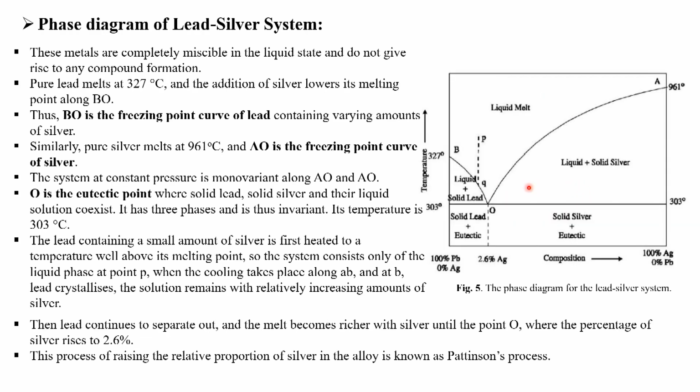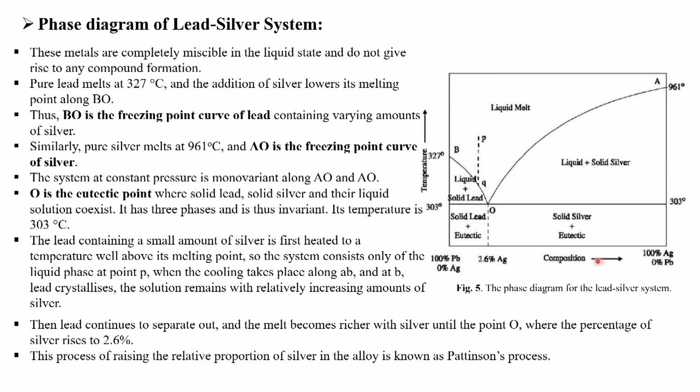Now we consider one example. This is the lead silver system. These metals are completely miscible in the liquid state and do not give rise to any compound formation. Pure lead, this is component B here, melts at 327 degrees Celsius, and the addition of silver lowers its melting point along BO.